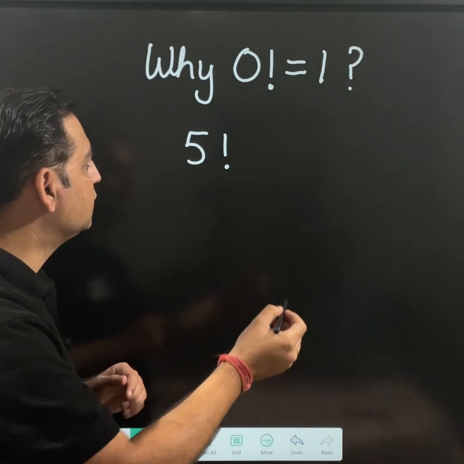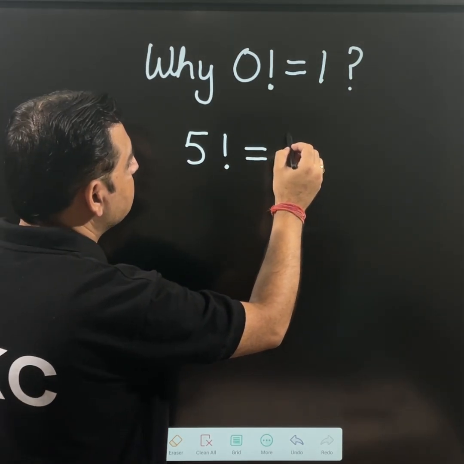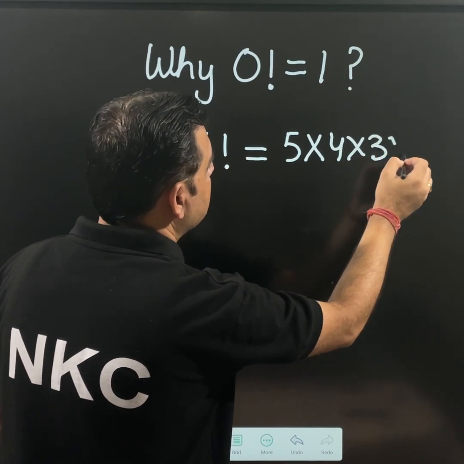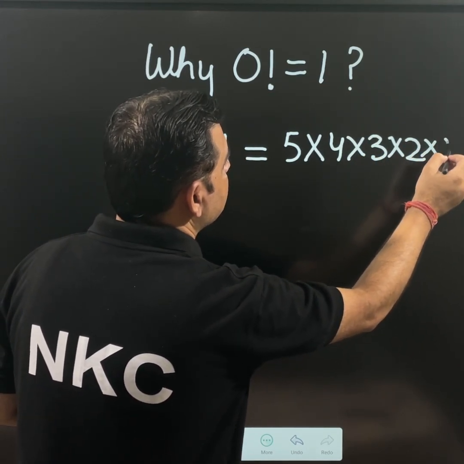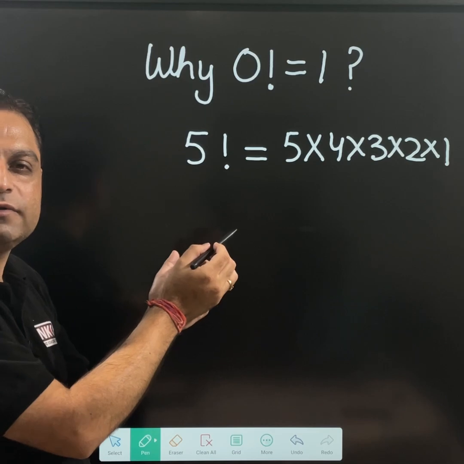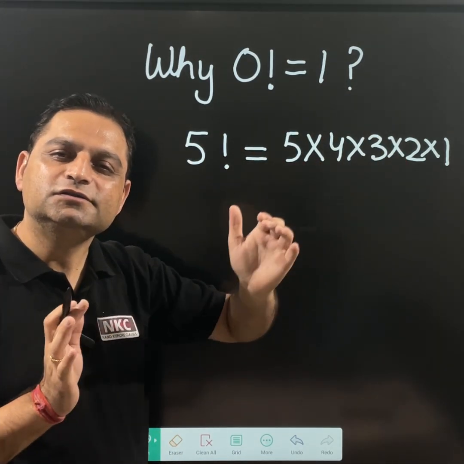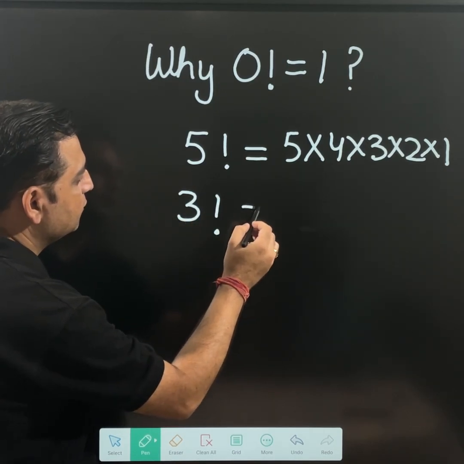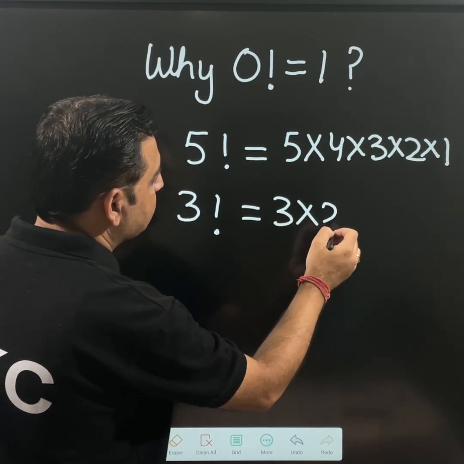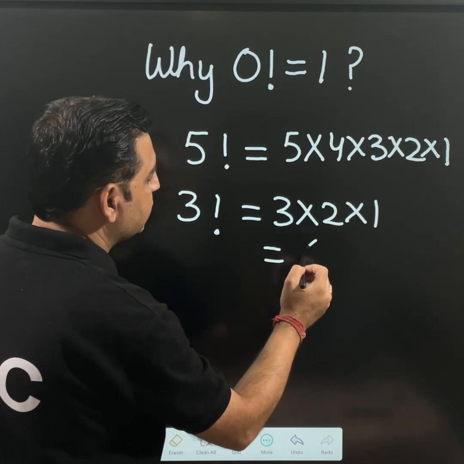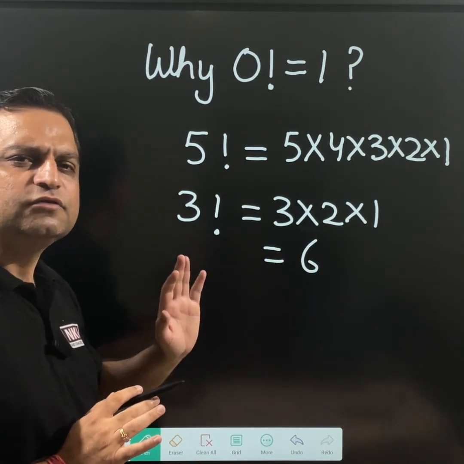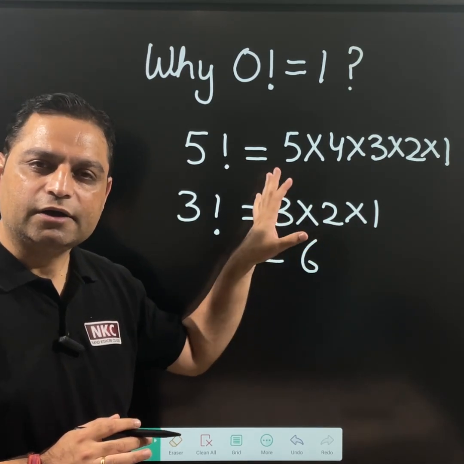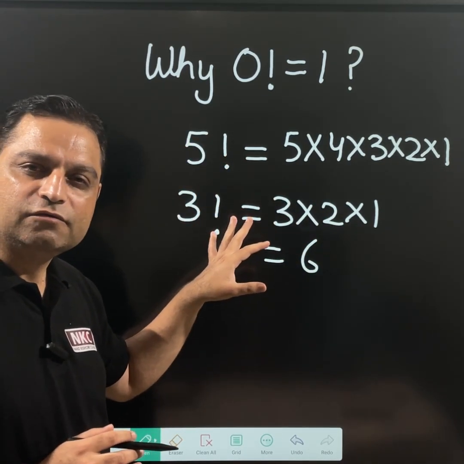Meaning of 5 factorial is you just need to multiply starting from 5 and going till 1. That means if 5 factorial you need to find, that means 5 to 1, just do the multiplication. For example, if 3 factorial is there, that means it is 3 multiply 2 multiply 1, which makes it 6. That's it. So whichever factorial comes, it is just the multiplication up to 1. I hope you are clear with what is the meaning of factorial.